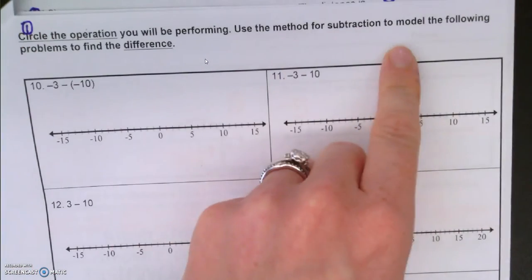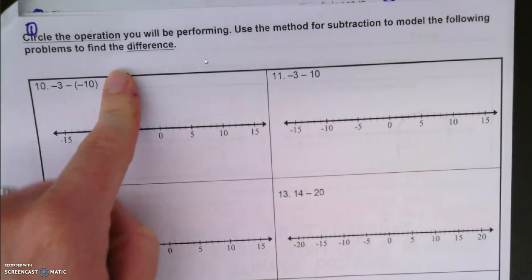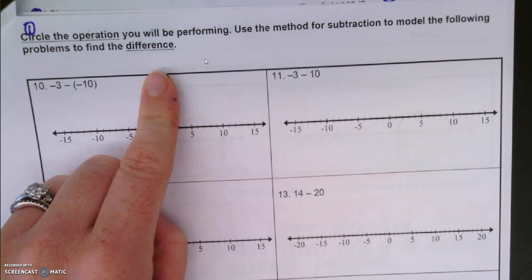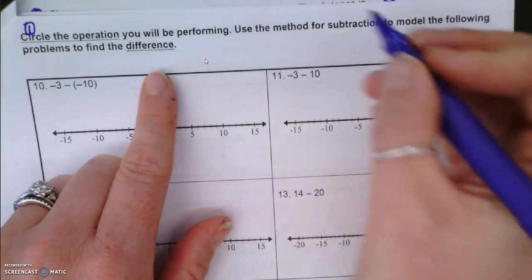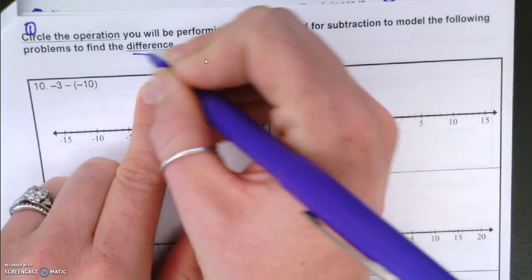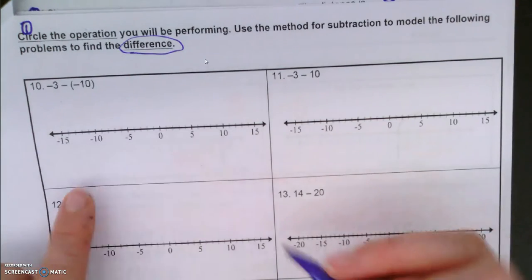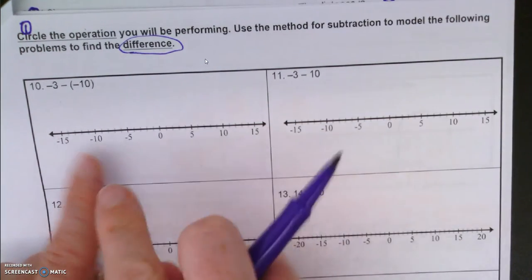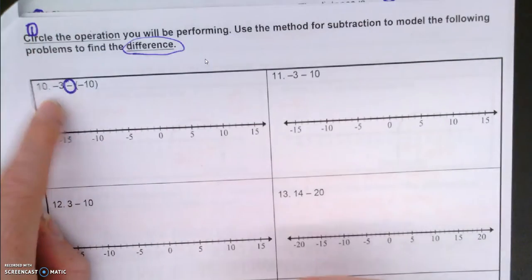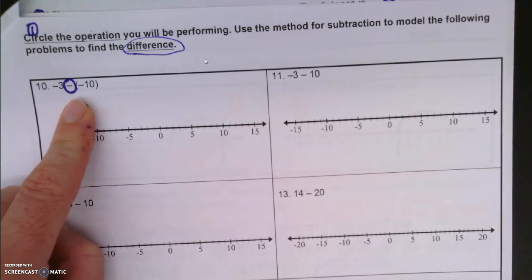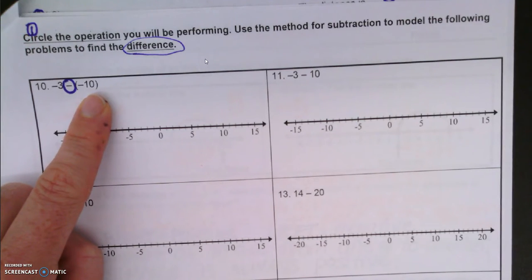Use the method of subtraction to model the following problems to find the difference. What method are we using? We're using the number line method to find the difference. So I'll do 10 with you. What operation will we be doing? Subtraction. This is -3, take away -10.